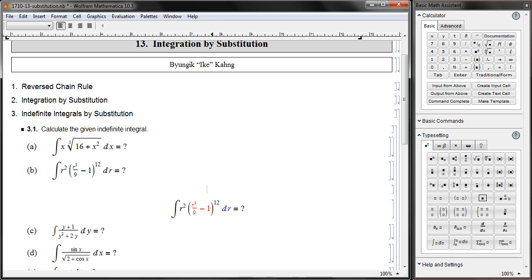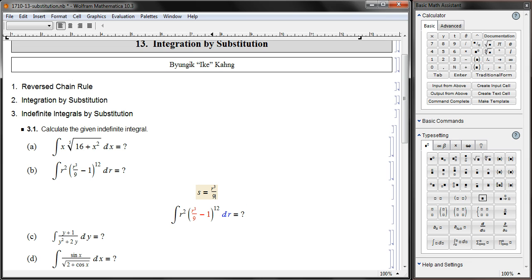Okay, let's get some other character. For x I use y, for r let's use s. S equals r cubed over 9 minus 1. Okay, and let's take the derivative. Three r squared over 9. Of course, you can simplify, so you get r squared over 3. So therefore, ds is equal to r squared over 3 dr.